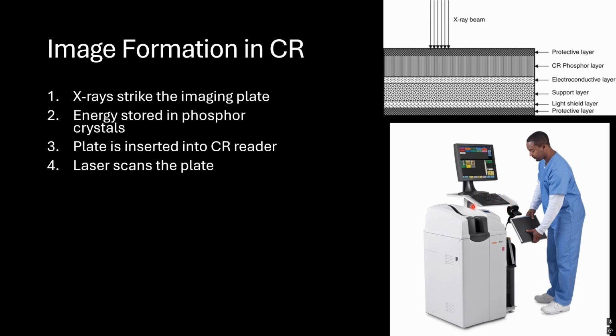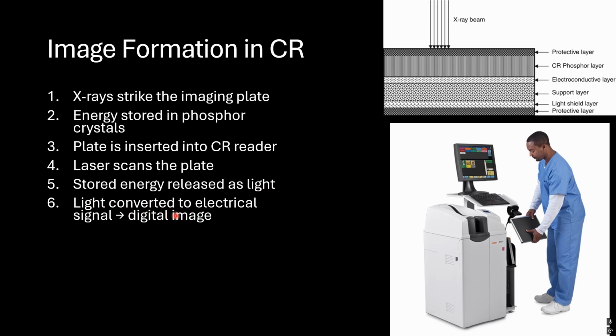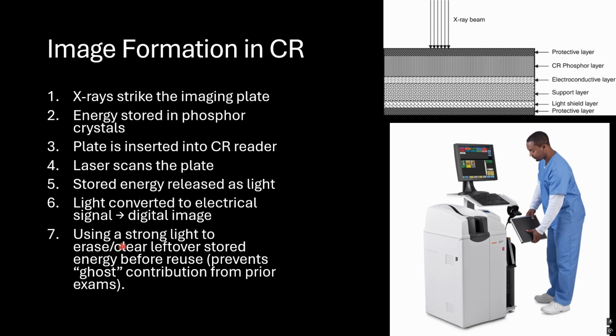Once we put the imaging plate in the reader, it will take that plate and expose it to laser to read the imaging plate. And then the stored energy inside the imaging plate will be released as light. Because we are exposing it to laser, this laser will stimulate the energy to release it as light. The light will be converted to an electrical signal, which will be converted into a digital image. And after we finish getting our image, we use a strong light to erase or clear leftover stored energy before reuse. Why do we do that? Because we want to prevent the ghost effect or ghost contribution from prior exams. If you don't erase the leftover from the previous exposure, that previous image will appear in your newer exposure.